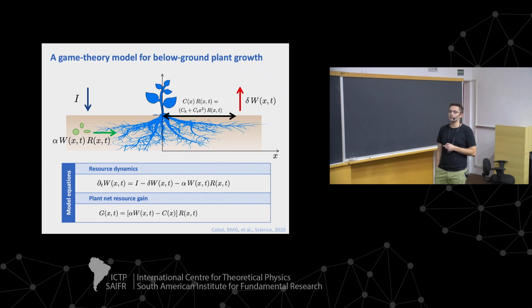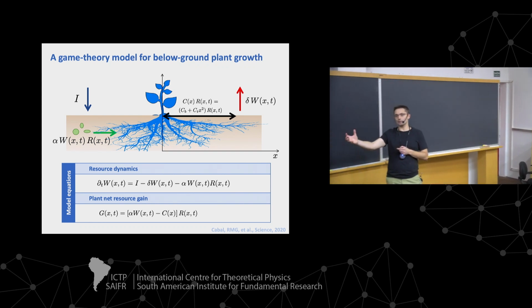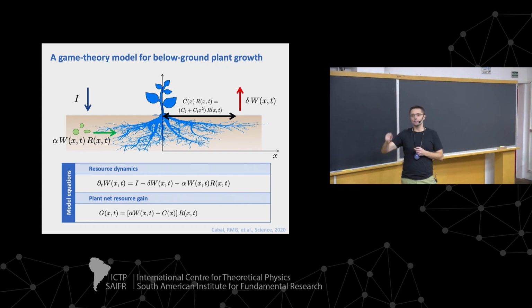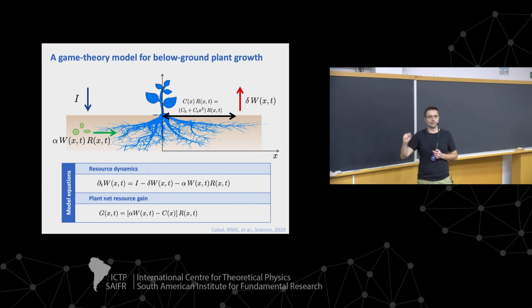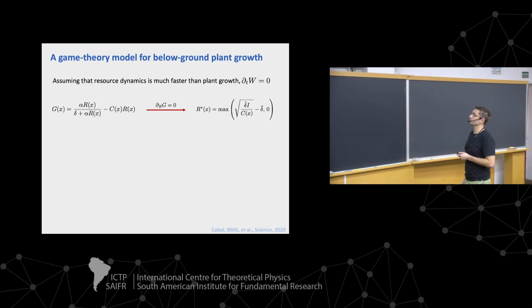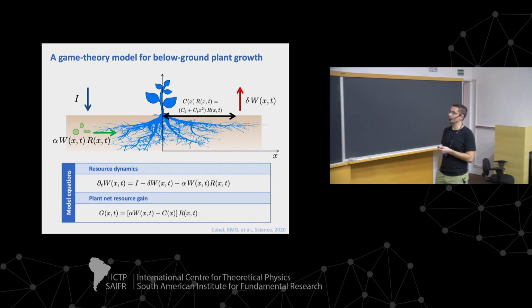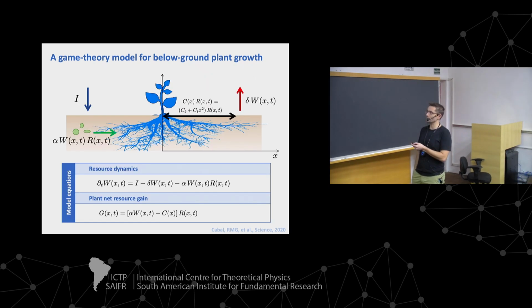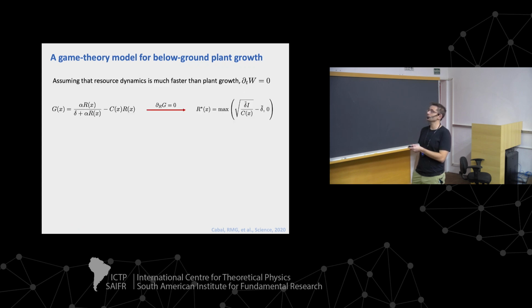So this assumption basically means that whenever plants put resources in a given soil patch, the water or the resource goes to equilibrium instantaneously. It has a much faster time scale. If you do that, you can basically write a closed equation for G, right? I just set this equal to 0, I obtain W at equilibrium, I plug it in this equation, and then I have a closed expression for G.